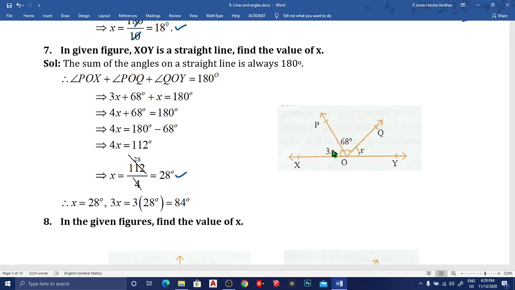So now you can find this value also by substituting x in this one. 3 into 28 is 84 degrees. Okay, so this is the problem.